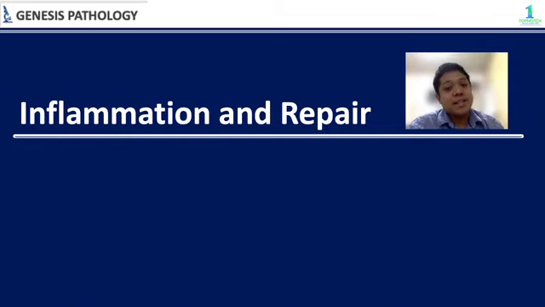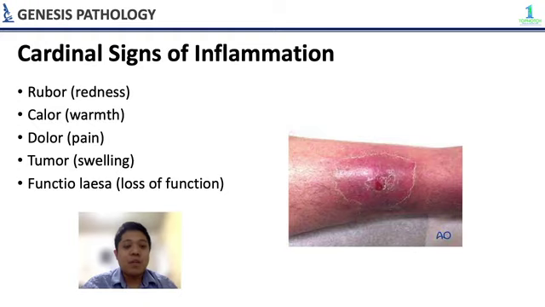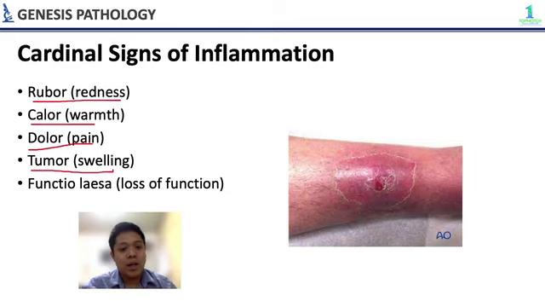Our next chapter is inflammation and repair. First, let's go to the cardinal signs of inflammation. Di ba nung second year, tinuruan tayo nung 5 catchy words that are the signs of inflammation, namely, rubor, calor, dolor, tumor, and functio laesa. So yung rubor, parang ruby, redness, di ba? Calor, parang init, warmth. And then you have dolor, which is pain. And then tumor, as in, parang tumor, swell. Tapos, functio laesa, meaning loss of function.